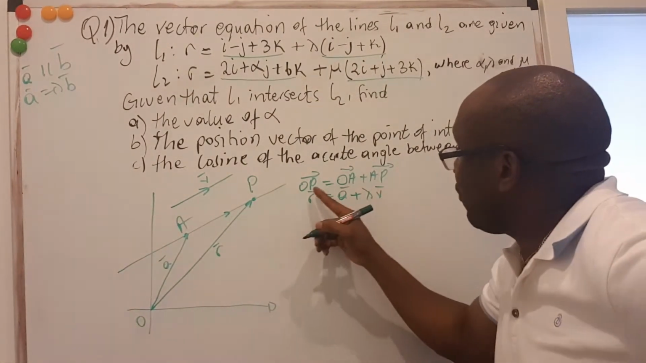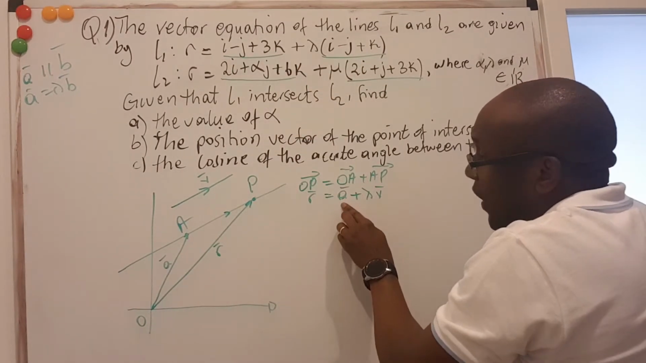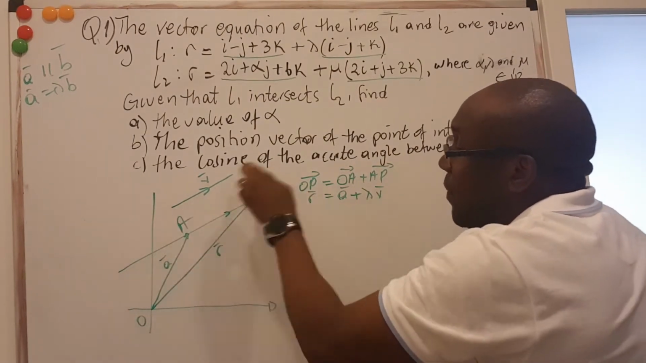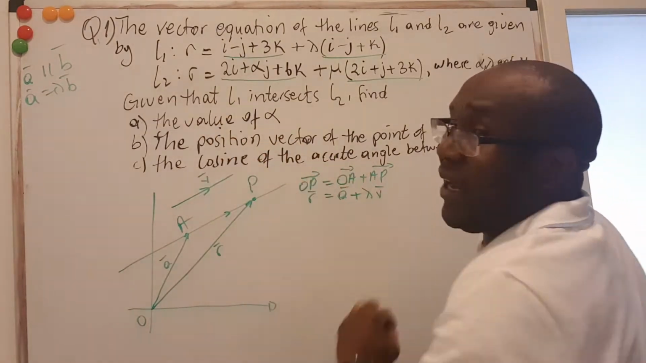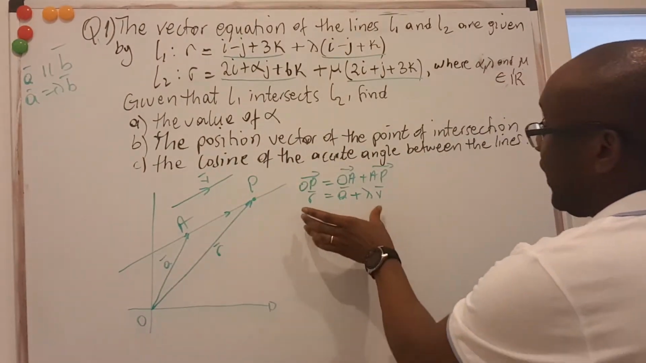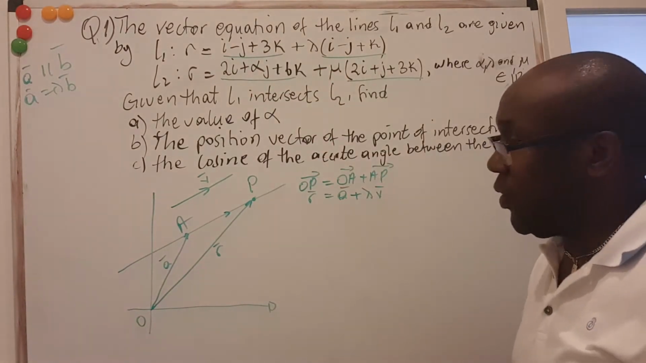So we call this the vector equation of a line, where the first vector here is the position vector of the point on the line, and the second one is a vector that is parallel to the line. And this is, of course, following our principle that we learned there. If two vectors are parallel, the one is a multiple of the other.